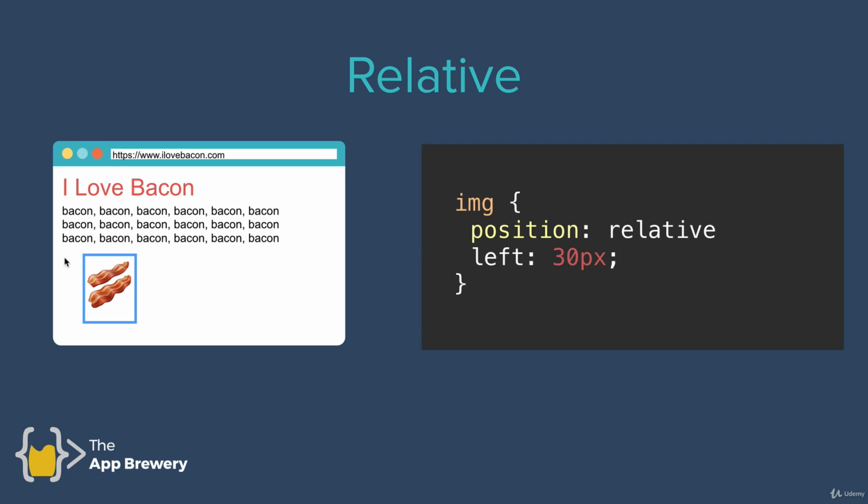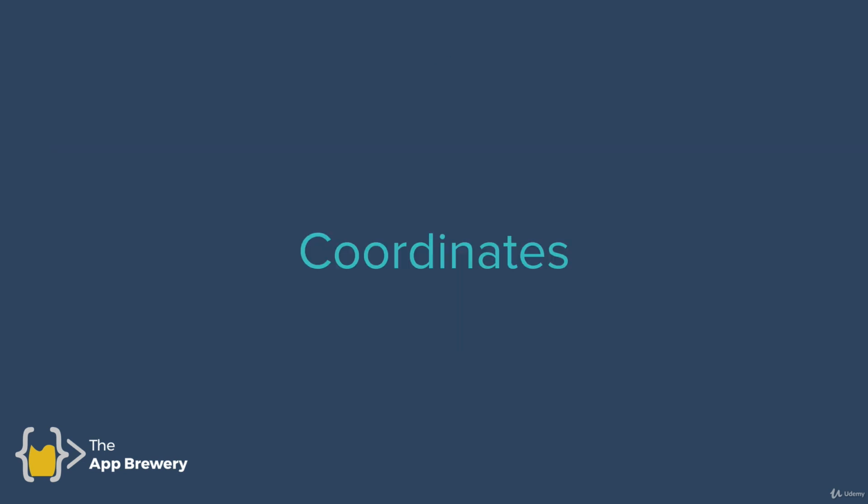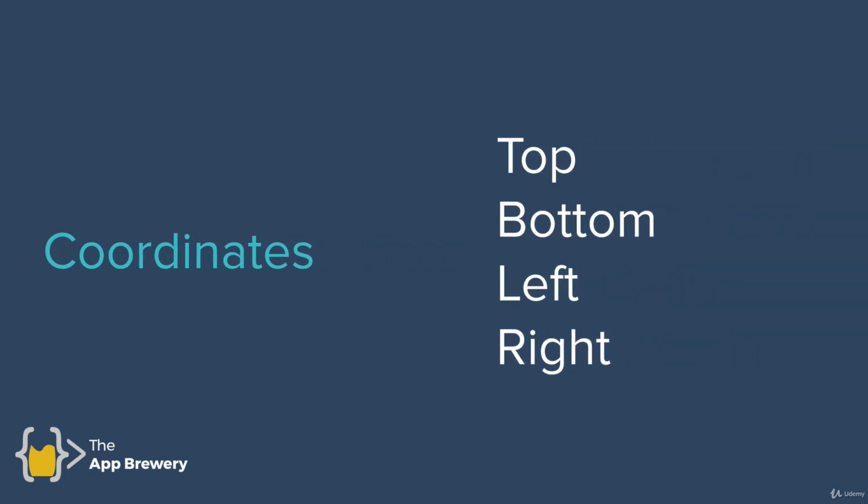So whereas the left edge of our image used to be here, and that would have been its natural position, abiding by the HTML flow, now we're saying give that image 30 pixels of space between its left edge and where the left edge used to be. And there's 4 of these coordinate properties: the top, the bottom, the left, and the right. And we can set values for them in order to determine how we want to move our element.